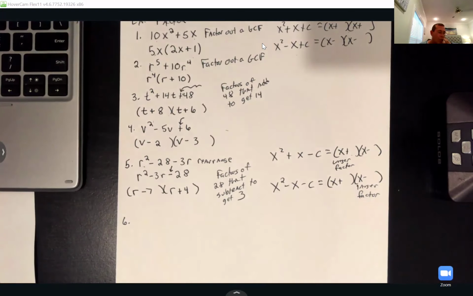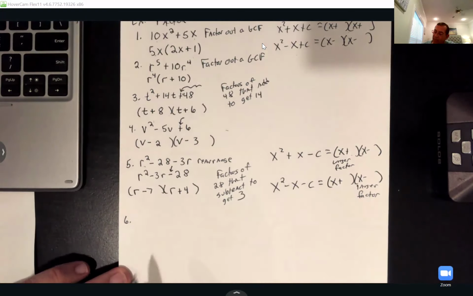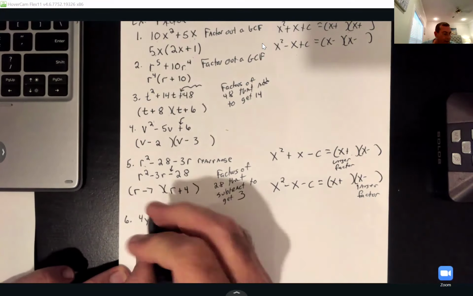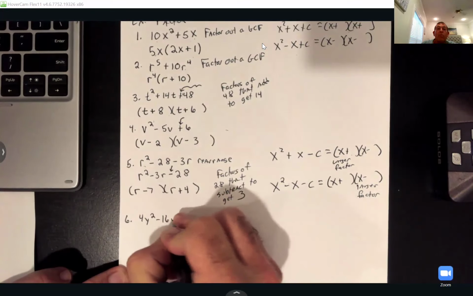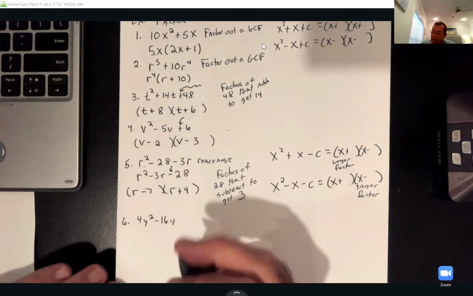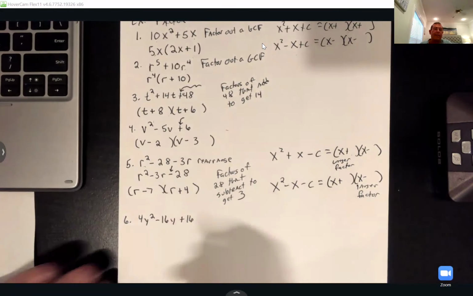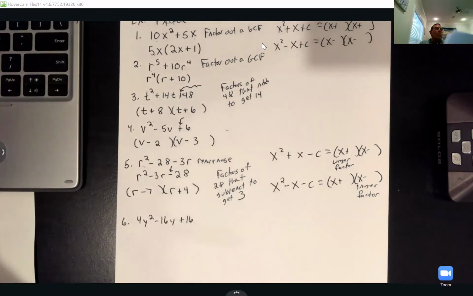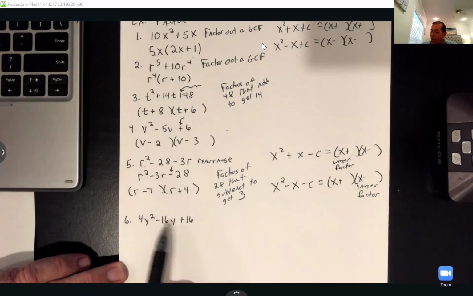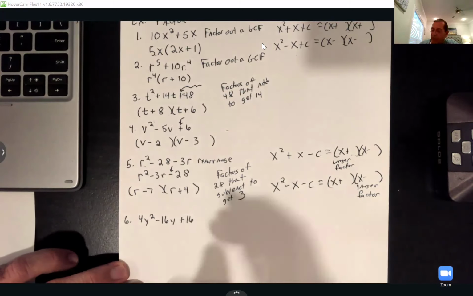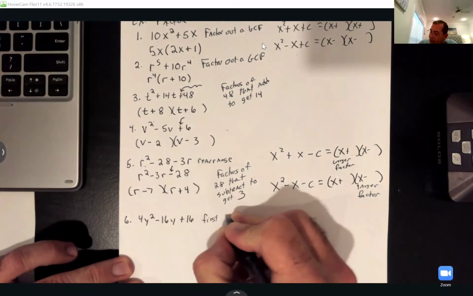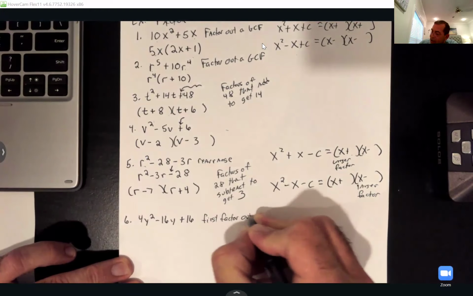All righty, so let me do one more like 6, because number 7 is pretty much like this one. So I'm going to do one more. 4y squared minus 16y plus 16. So y'all, I'm going to do one thing before I factor this. Because guess what? All three of these numbers have. This one has a greatest common factor. So first, I'm going to factor out the GCF.